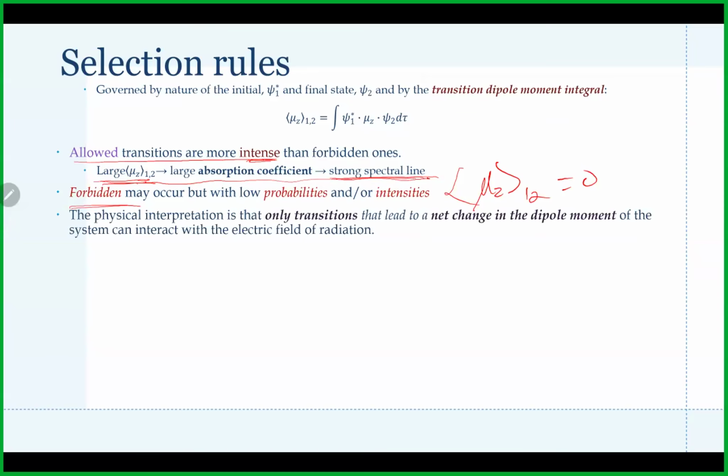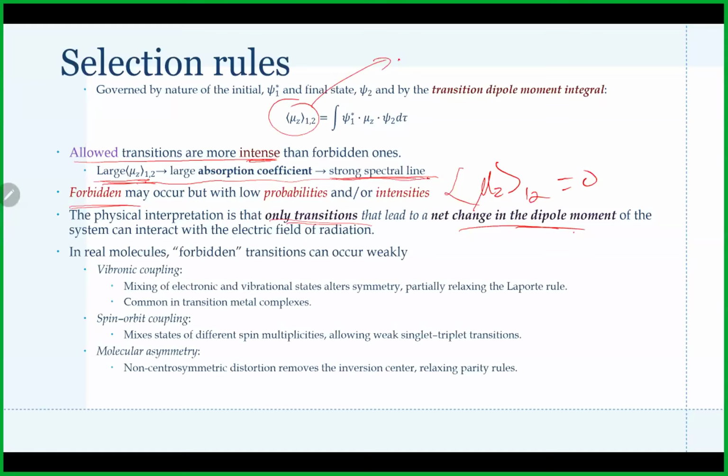Anyway, the physical meaning is that only transitions that lead to a net dipole moment occur. Remember, we said that this transition dipole represents the interaction of the electromagnetic radiation with the molecule, inducing a dipole moment in the molecule. So in real molecules, like I said, forbidden transitions will still occur. In real molecules, forbidden transitions occur weakly due to something called vibronic coupling.